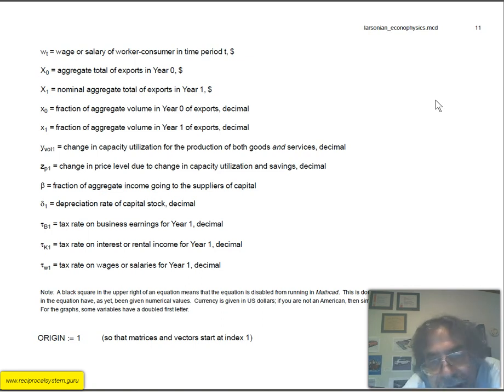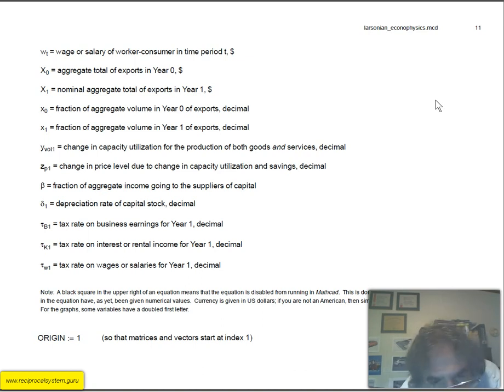Beta equals the fraction of aggregate income going to the suppliers of capital. Delta 1 equals the depreciation rate of capital stock, in decimal. Tau sub B1 equals the tax rate on business earnings for year 1, decimal. Tau K1 equals the tax rate on interest or rental income for year 1, decimal. And tau sub W1 equals the tax rate on wages or salaries for year 1, decimal.